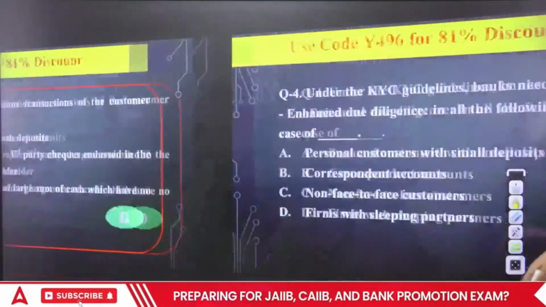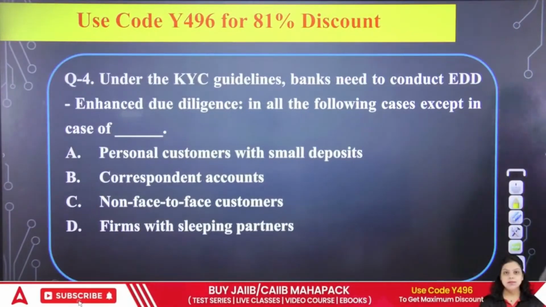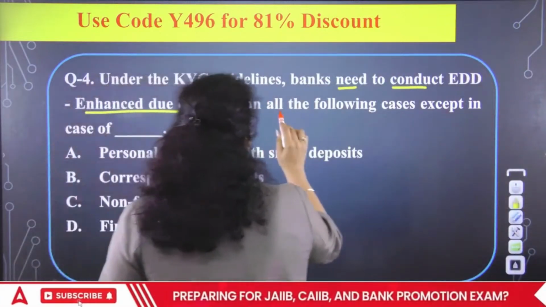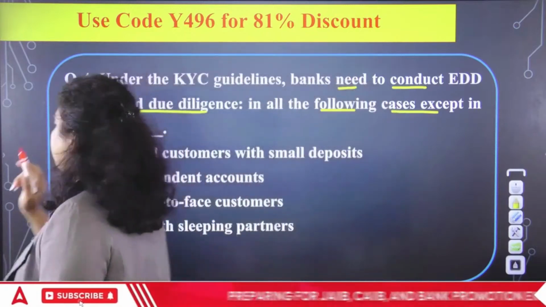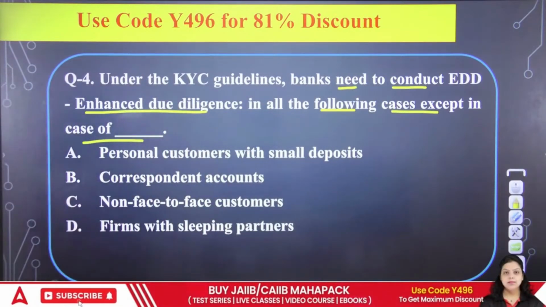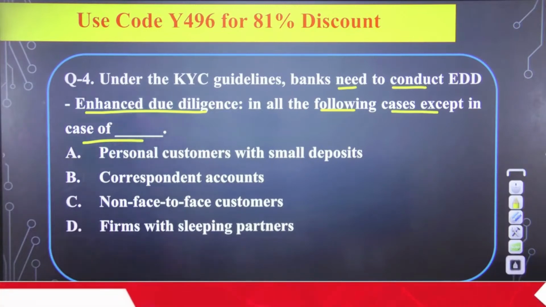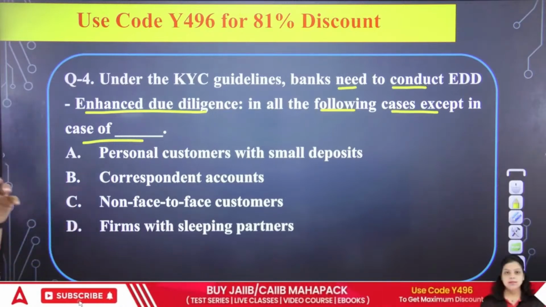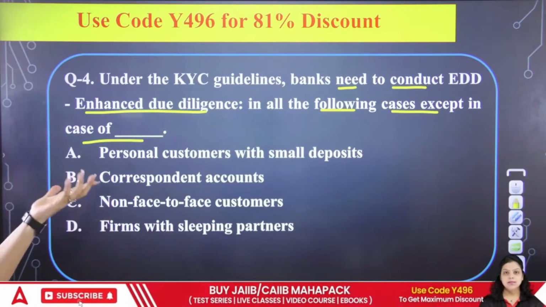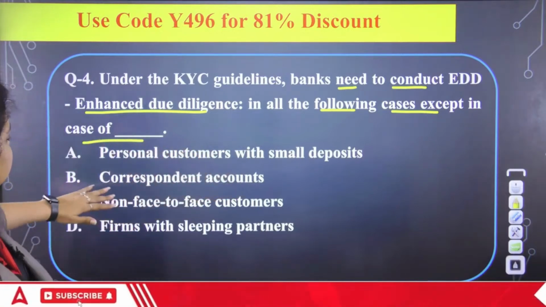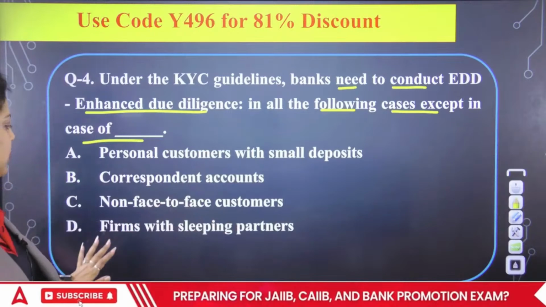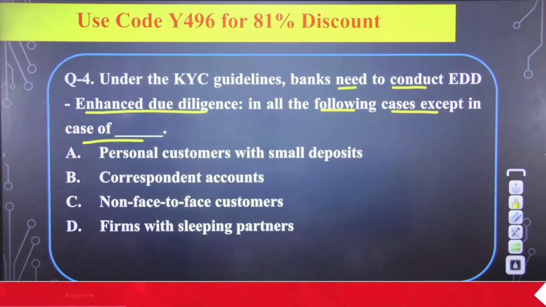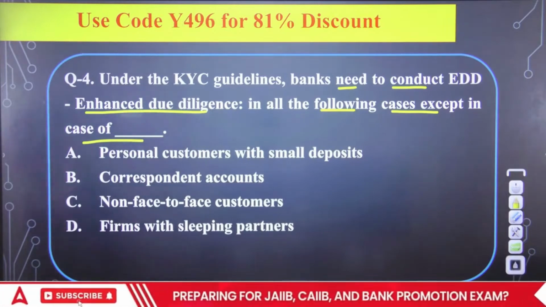Now the next question, fourth question. Under the KYC guidelines, banks need to conduct EDD, that is enhanced due diligence, in all the following cases except in case of dash. So under the KYC policies, all the banks need to conduct the enhanced due diligence in all the following cases except one case. First is personal customer with a small deposit, correspondent accounts, non-face-to-face customer, firms with sleeping partners. Which of the following is correct? A, B, C or D?